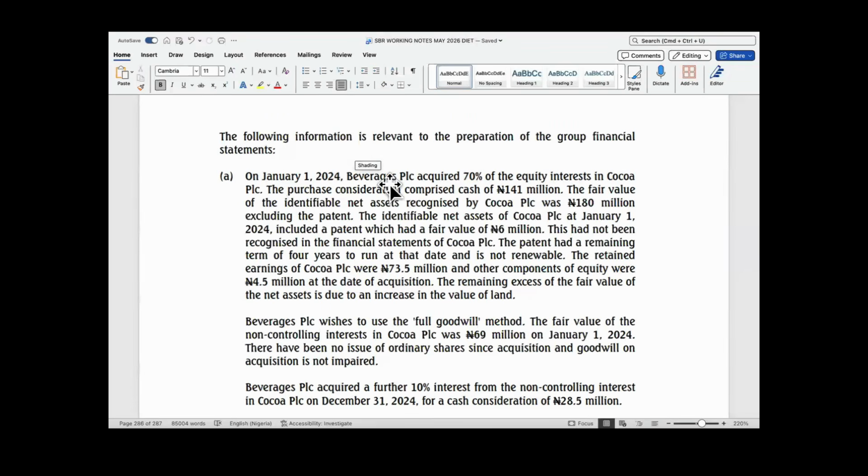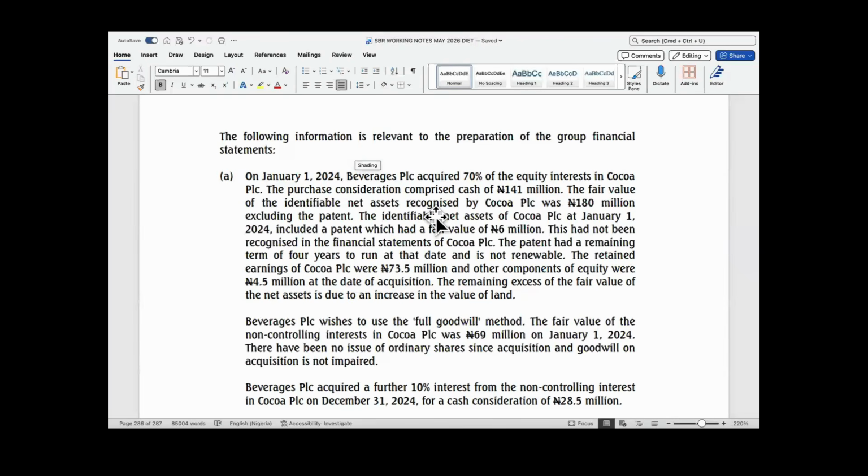So in the first paragraph of the additional information, the key information given to me is that Beverages acquired 70% in Cocoa. So apparently Cocoa is our subsidiary, and I know that NCI will therefore be 30%. Secondly, I paid 141 million to acquire that 70%. Also, I was given the fair value of an identifiable net asset of the subsidiary, 180 million. And this amount excludes patent.